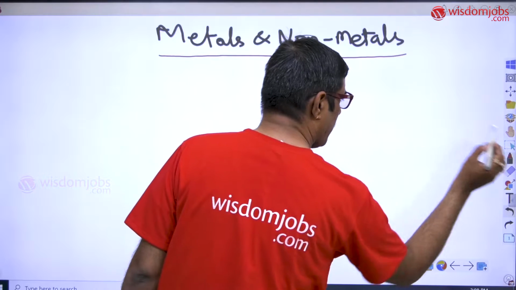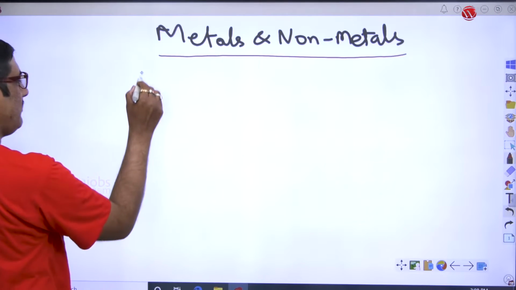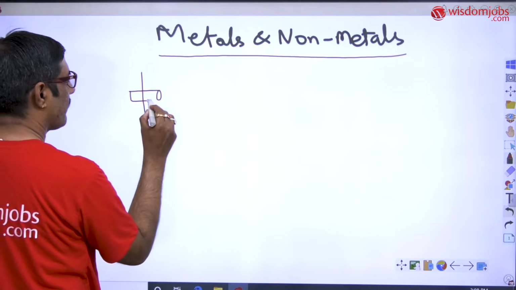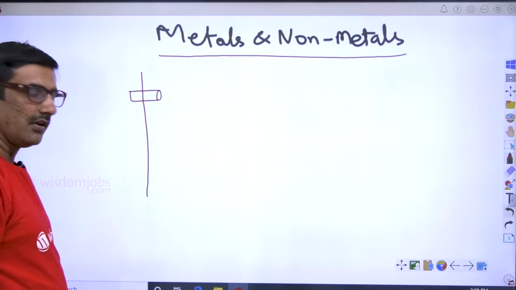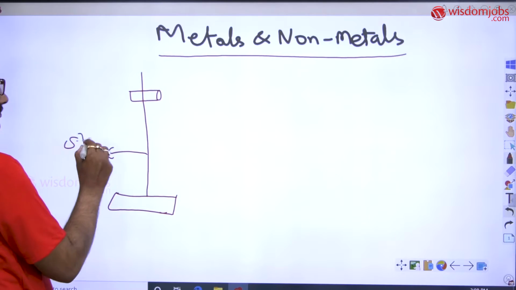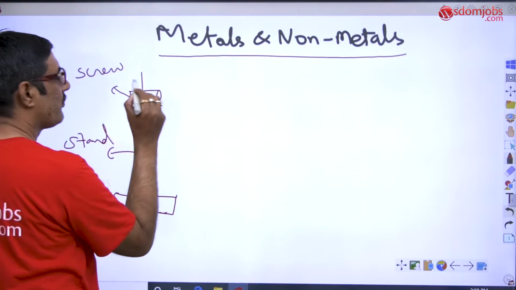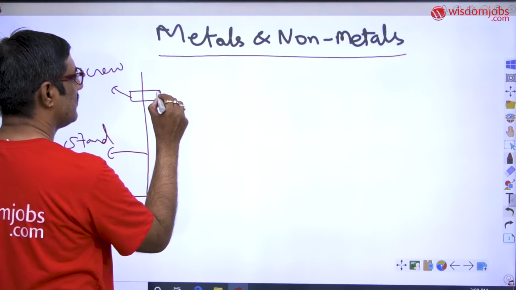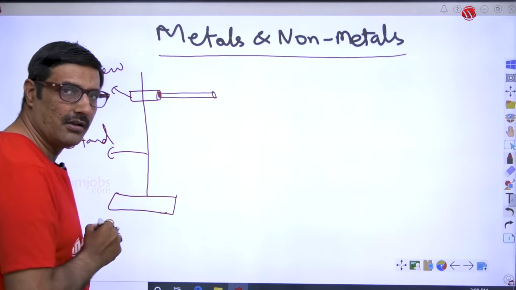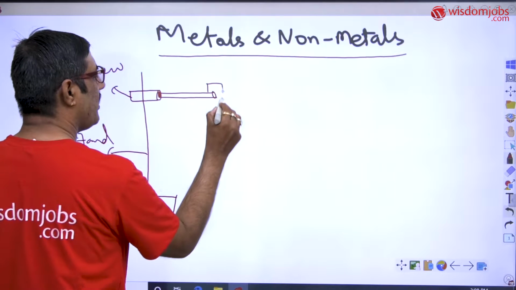Next, let me give you a test to explain the conductivity of a metal. Take a stand, and take a screw-like structure here. This is a stand and this is a screw. To this screw just insert a metal rod, and on the other side just coat it with wax.